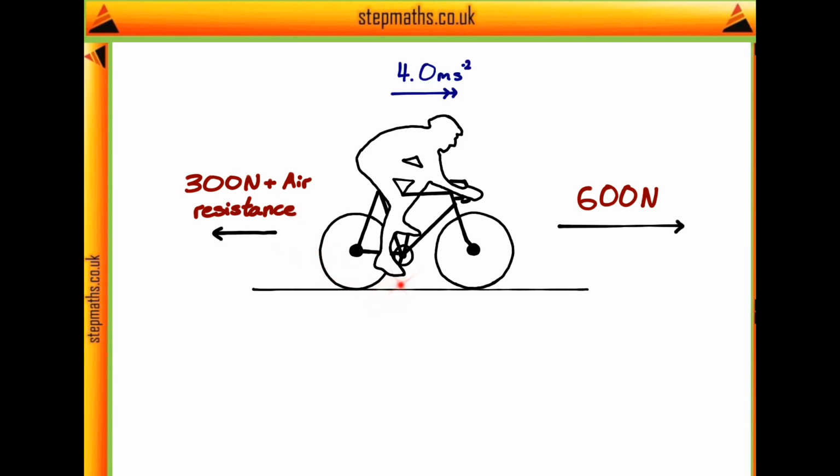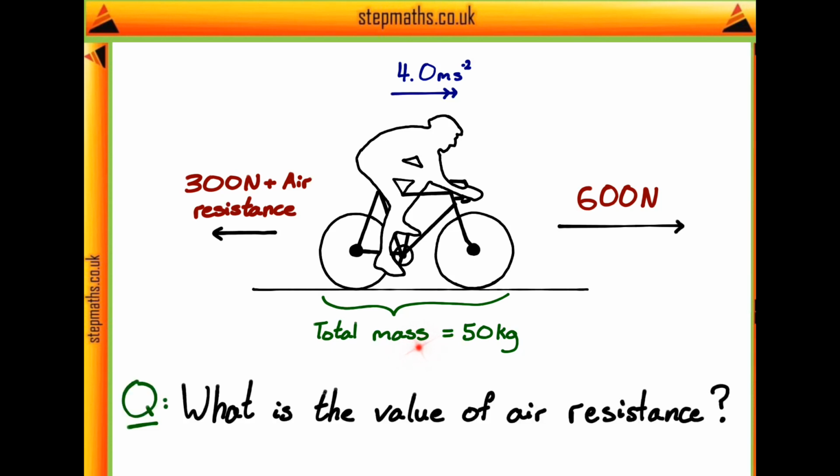We're told that our cyclist is accelerating at 4 meters per second squared, and that the cyclist and bike have a combined mass of 50 kilograms. So what the question asks us to do is to find the value of this air resistance force, this resistive force here. If you'd like to have a go at doing this question yourself, then please pause the video now, otherwise we'll have a go at doing it together.